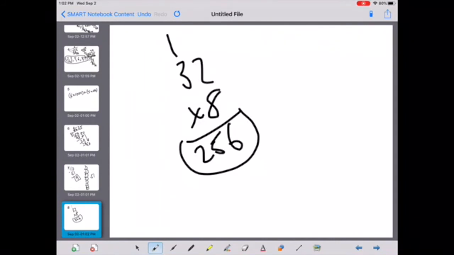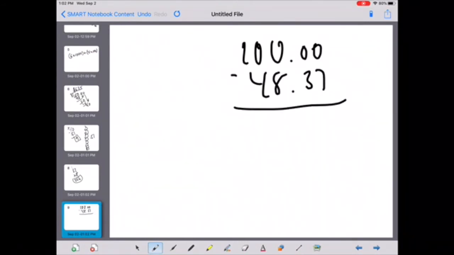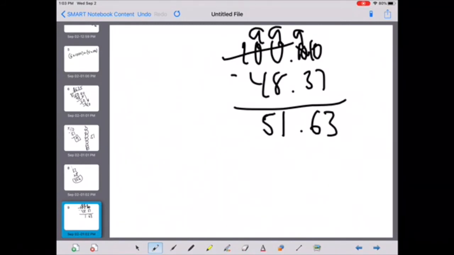Number 19, big subtraction problem, $100 minus 48.37. So that becomes 99, that becomes a 9, that becomes a 10. 3, 6, decimal point, 1, 5. Bring my dollar sign down, $51.63.